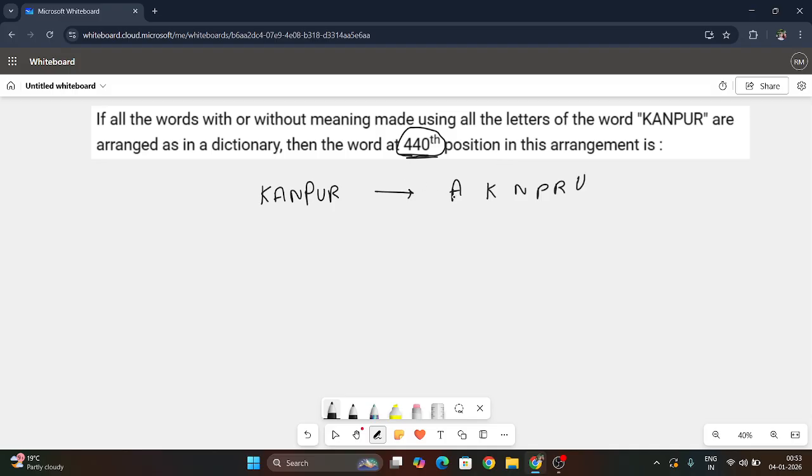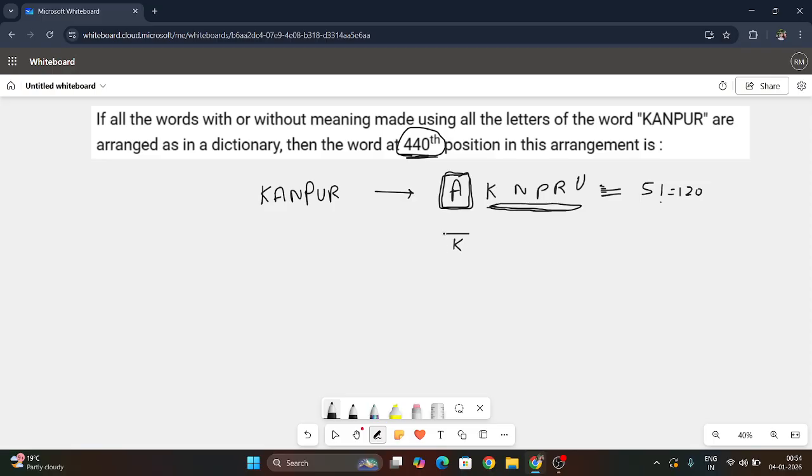Okay, so suppose that I am saying A is fixed. A is fixed. In a dictionary, first of all the words start from A, and then K, and then N, then P, then R, then U. So five letters remain here. These can keep interchanging with each other, so you can arrange these five letters in 5 factorial ways, which means 120.